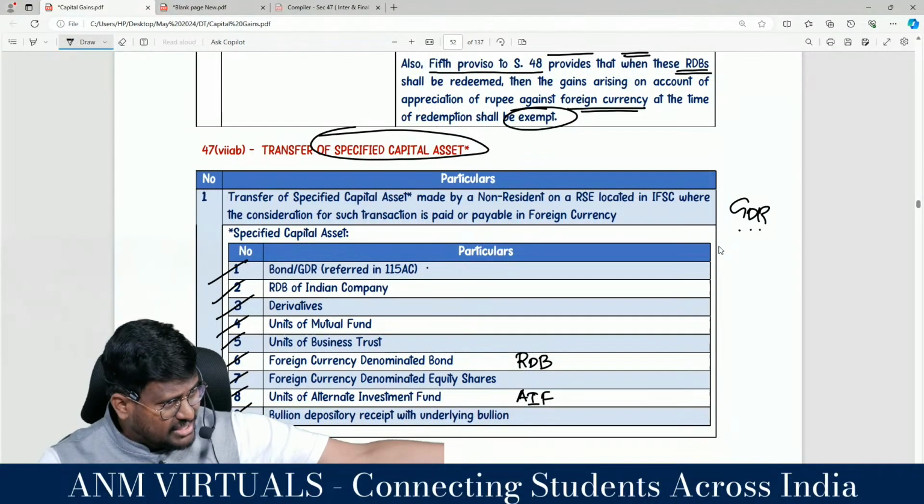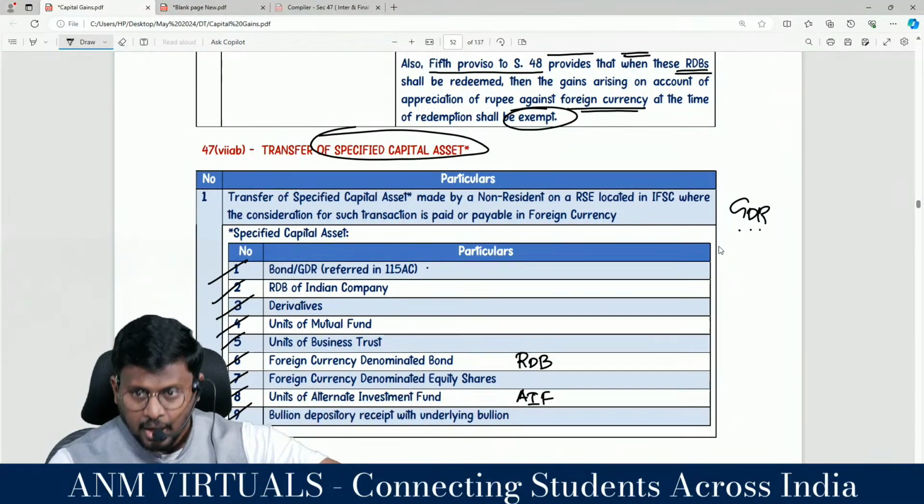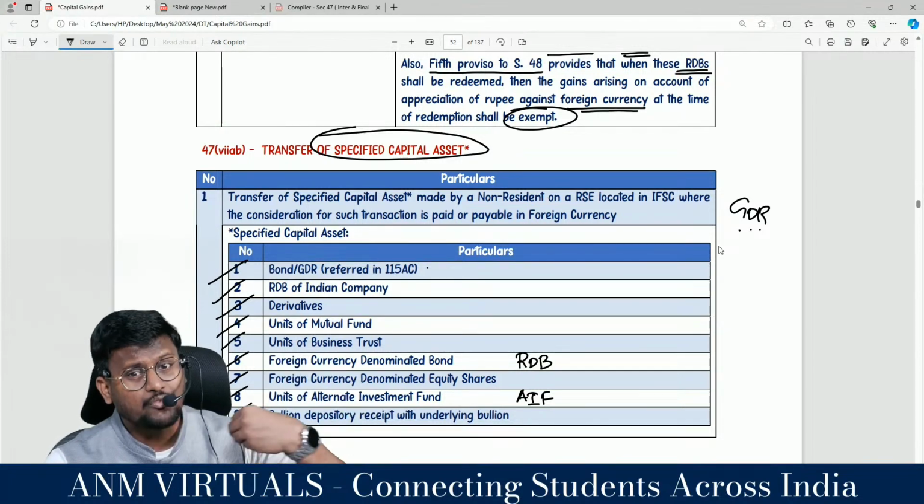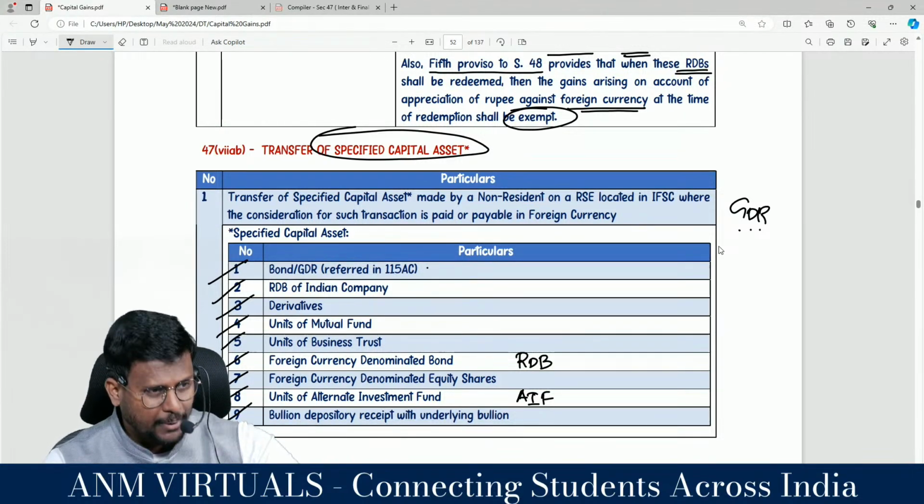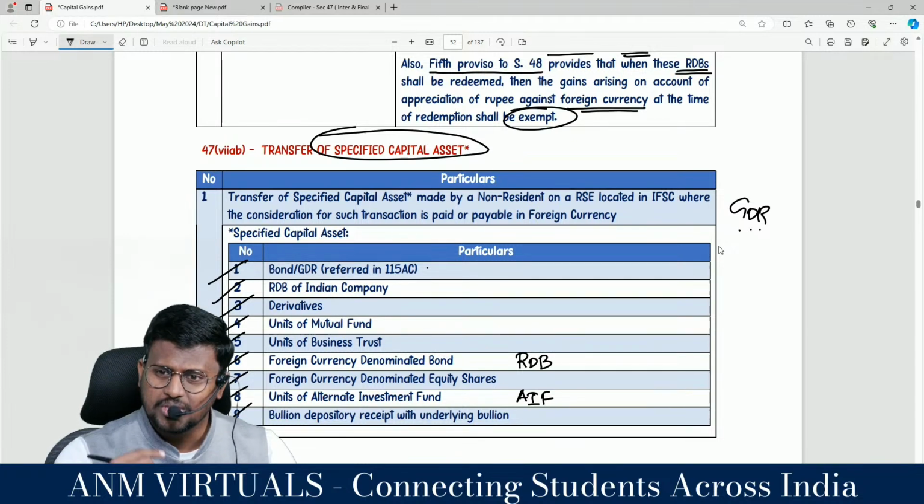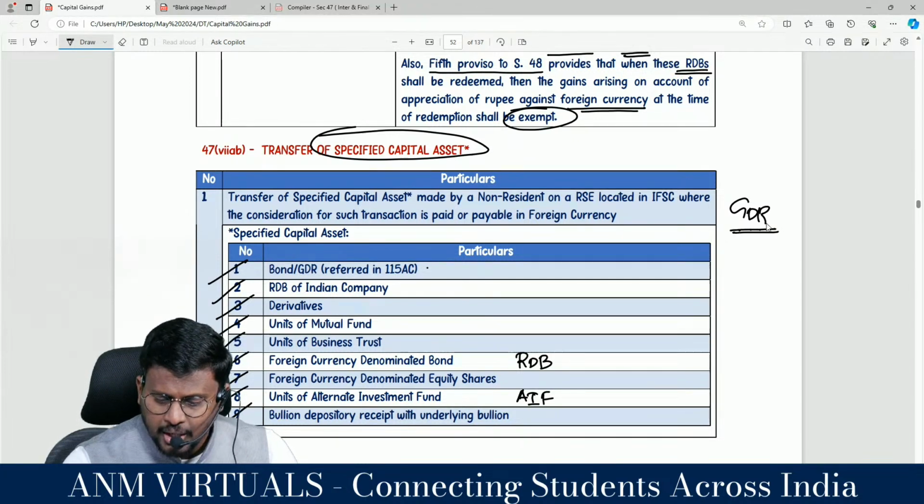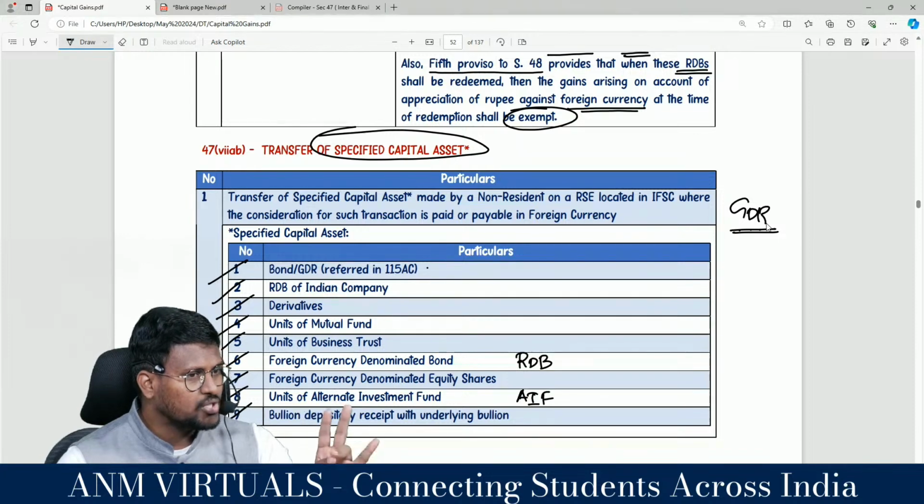You have deposited the money. That's why depository. Once you deposit the money, I have to provide you some receipt. Once you pay fees in a class, I will provide you some receipt. This is the same as a GDR, Global Depository Receipt.